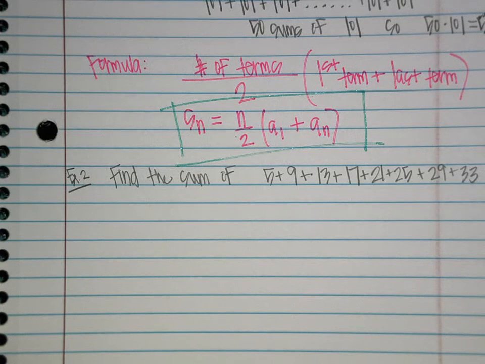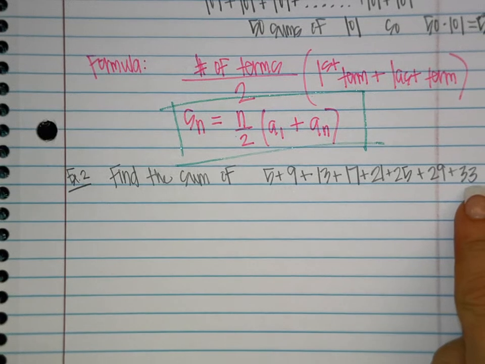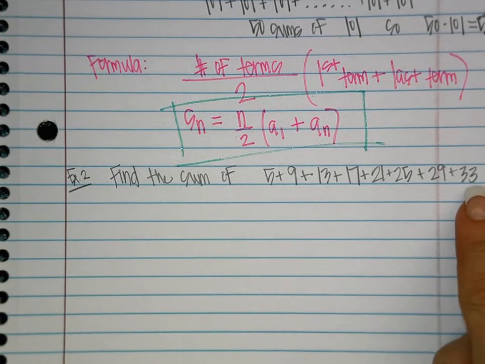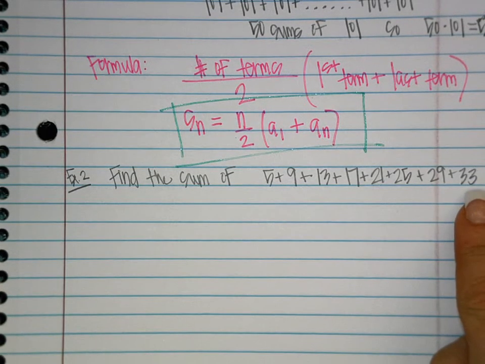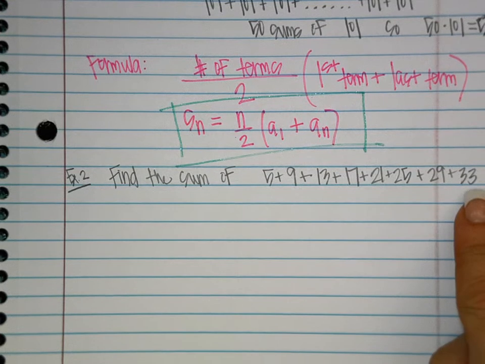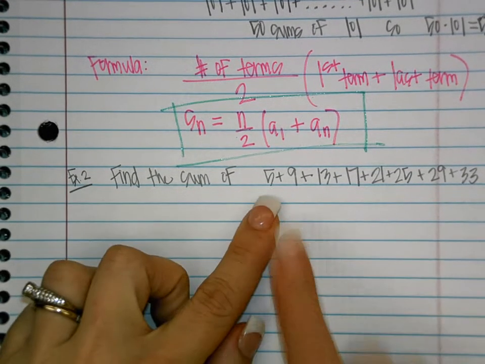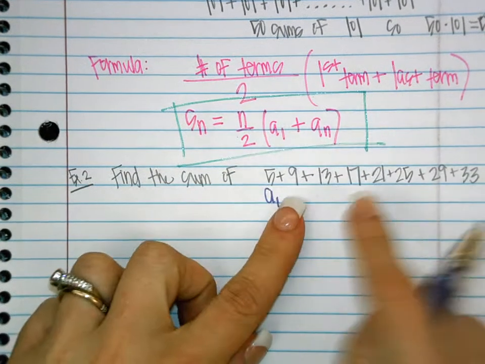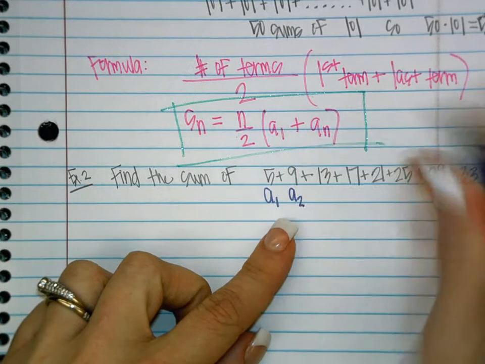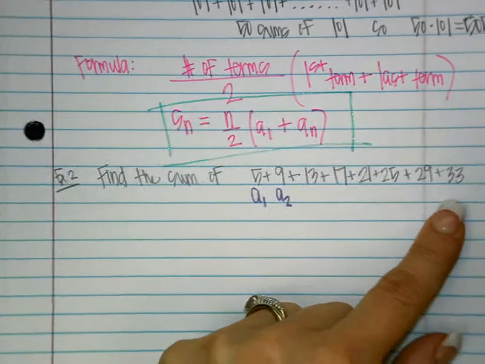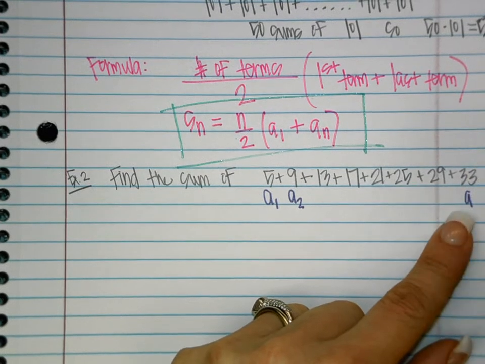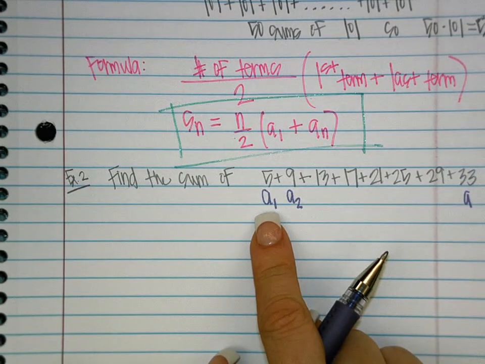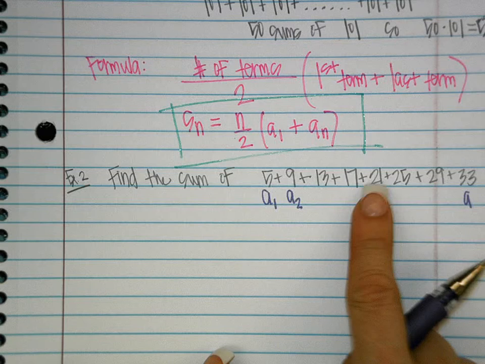Kind of. Now, first thing you need to do is 33. I don't know where you got 38. 33 is your last term. So we definitely know, if I wanted to label these, this is your A1, right? This would be A2. If you count all the way up here, what term number is this? So A1, 2, 3, 4, 5, 6, 7, 8.